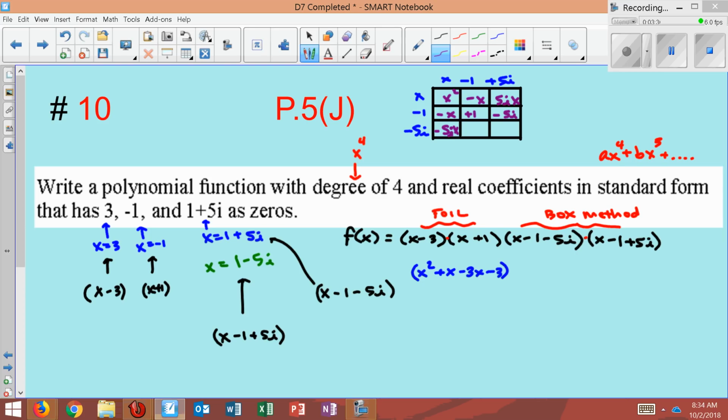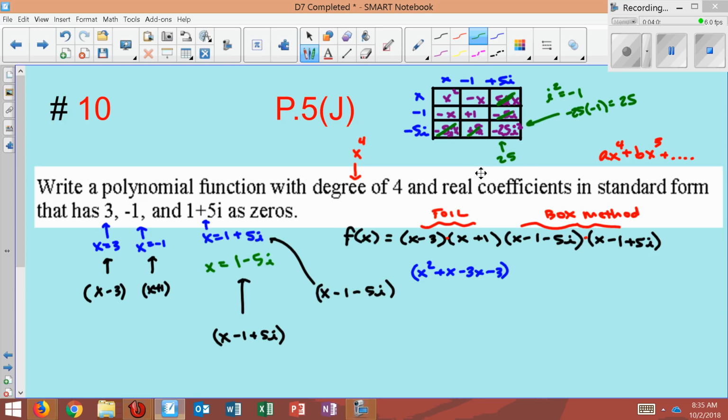Run out of room here. This will be a positive 5i. And this will be a negative 25i squared. Okay, so what I know here is if this is positive 5ix and this is negative 5ix, these two cancel out. This is a negative 5i, this is positive 5i. These two cancel out. And i squared, remember, i squared equals -1. So this is actually negative 25 times -1, which would equal 25. So I will replace that with 25.